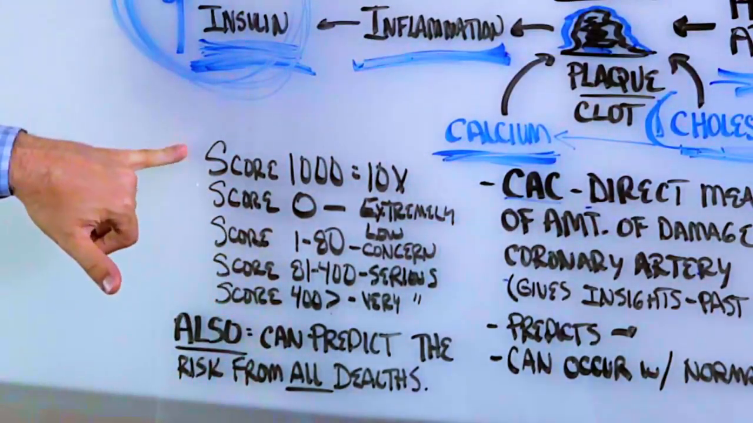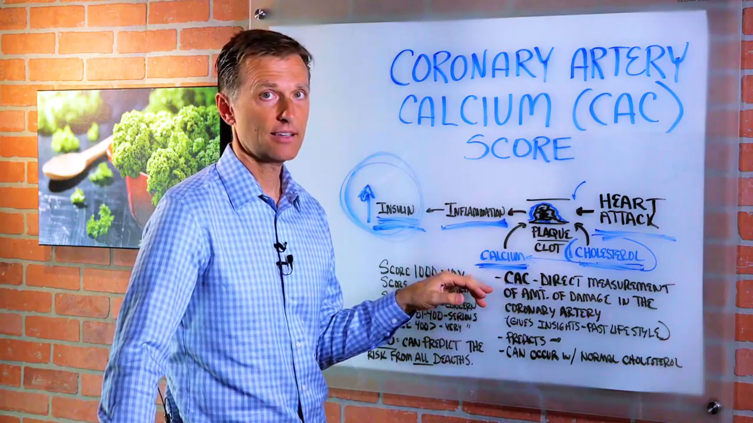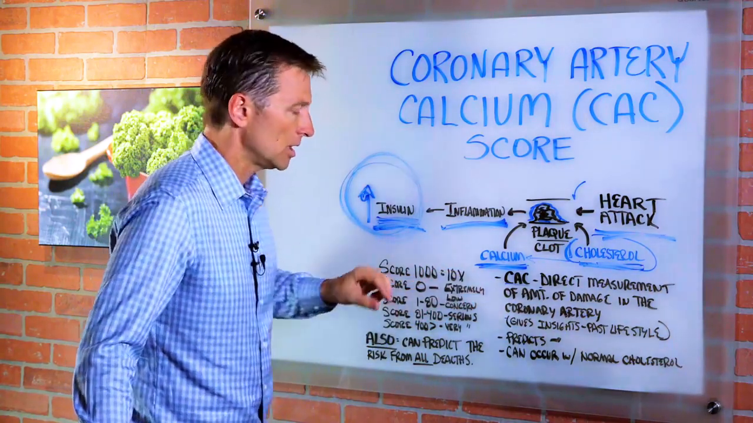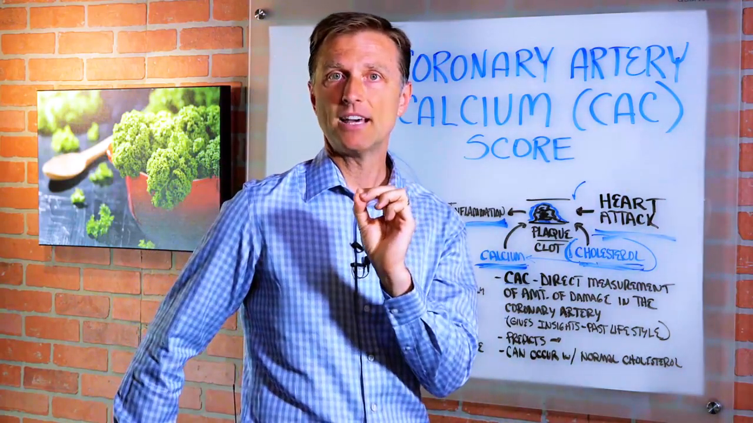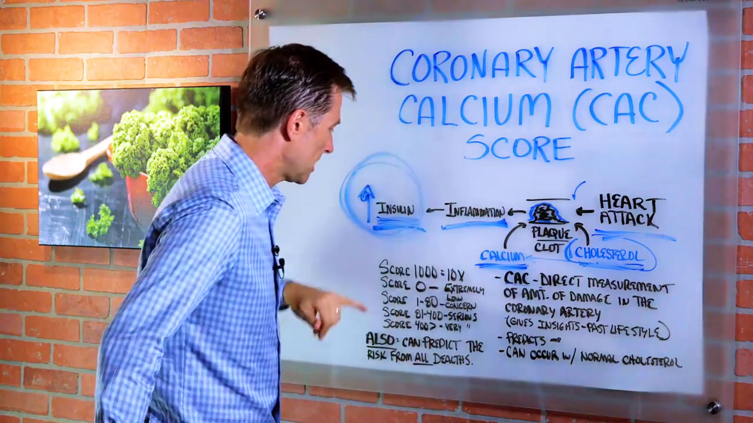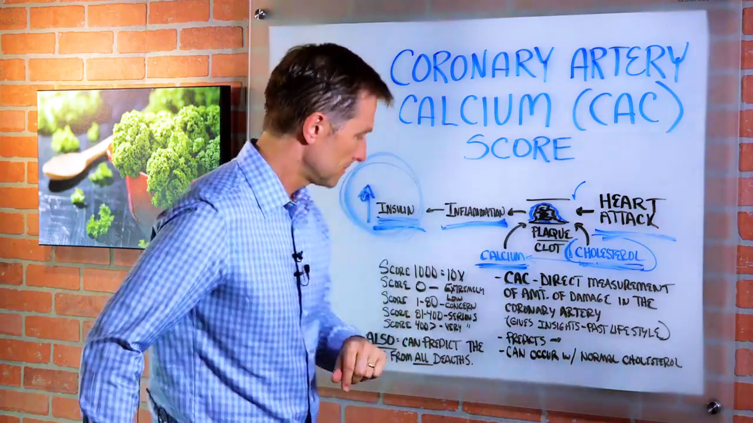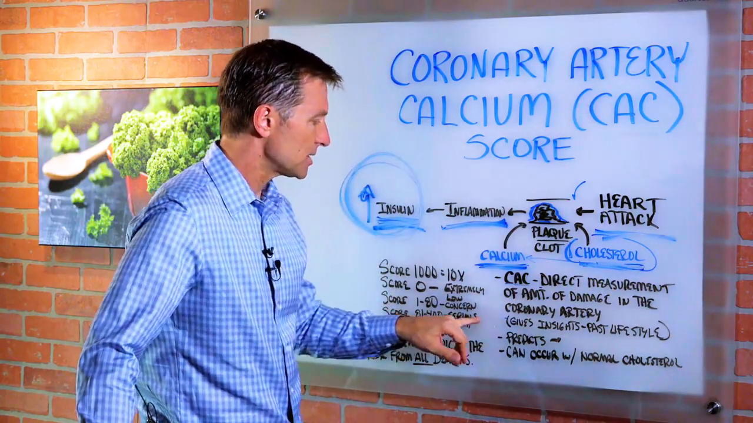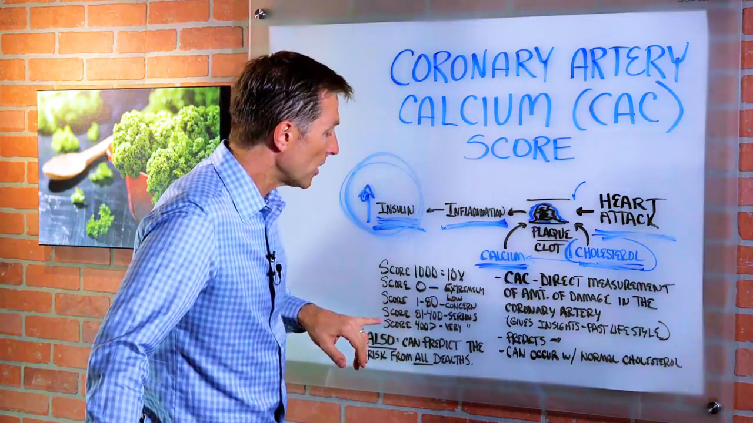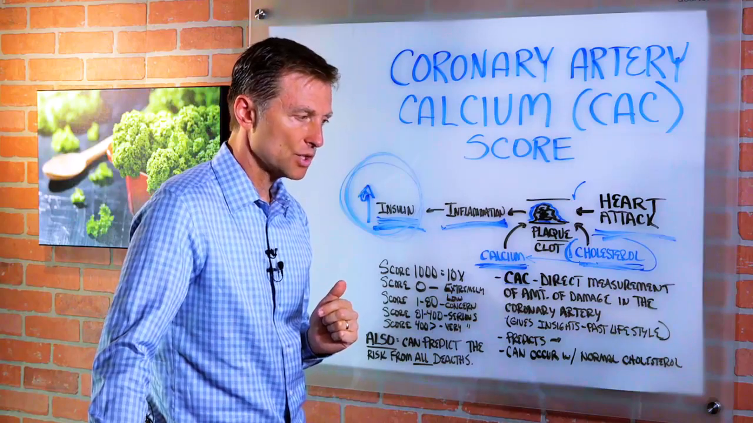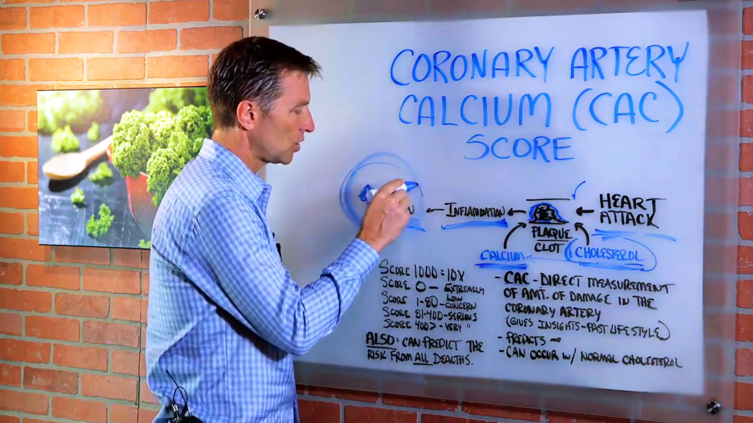Now, if you have a score of 1,000, that means your risk of getting a heart attack is 10x, okay? That's pretty high. If your score is 0, your risk is extremely low. Chances are you are not going to die of a heart attack. You might die of getting hit by a bus, but not getting a heart attack. If your score is 1 to 80, you should be concerned. If your score is 81 to 400, it's a pretty serious situation and you better start changing your lifestyle. If your score is greater than 400, you better make sure you have your will completely written out, and you better start studying how to lower this really fast.